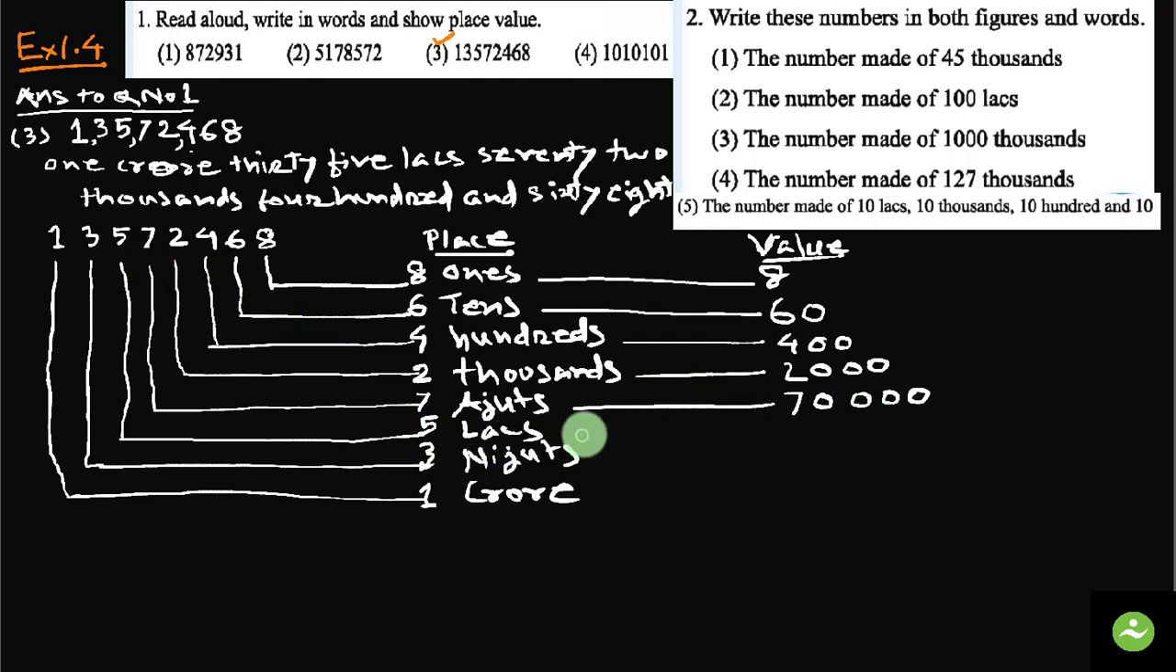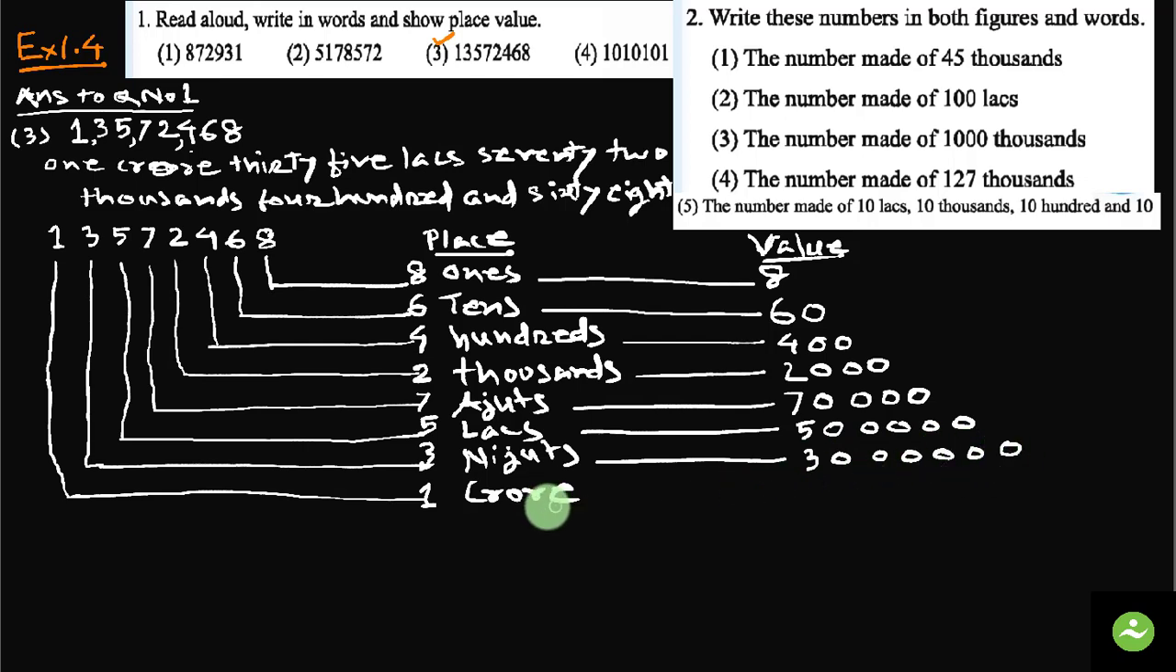5 is on lakhs, so the value is 5 lakhs. Next, 3 is on Nijuts, which means 10 lakhs. So 3 into 10 lakhs, 30 lakhs. And then 1 crore.